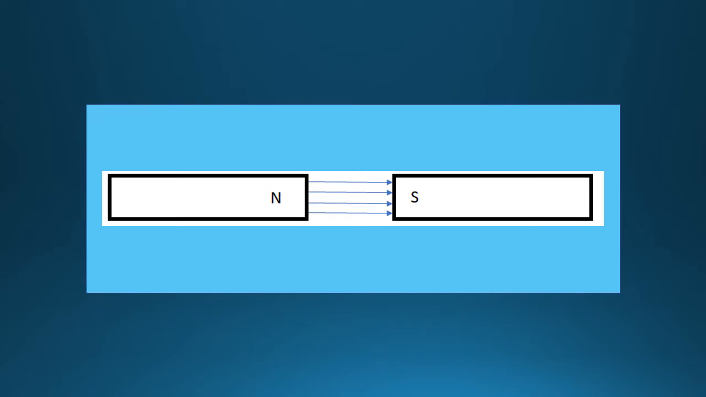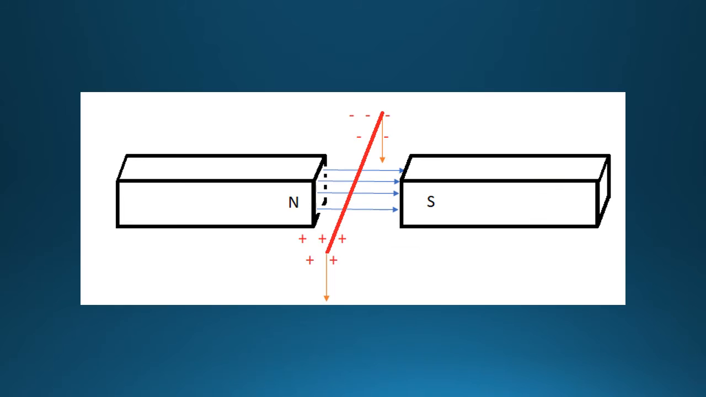We represent magnetic field as a series of lines running from the north pole of a magnet to the south pole, as shown in this diagram. If we move a wire or metal conductor through these lines and cut through this magnetic field, an EMF is induced between the ends of the wire.